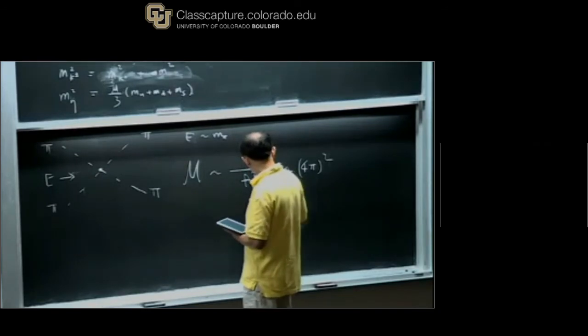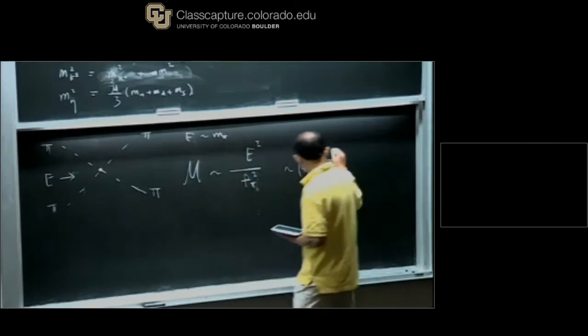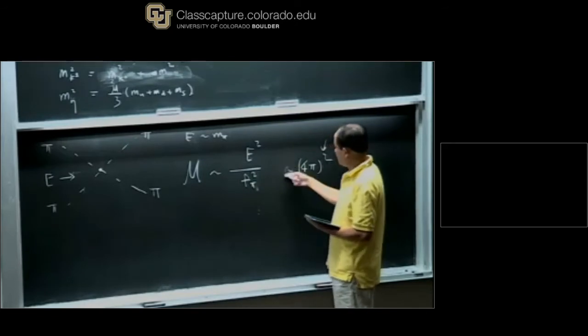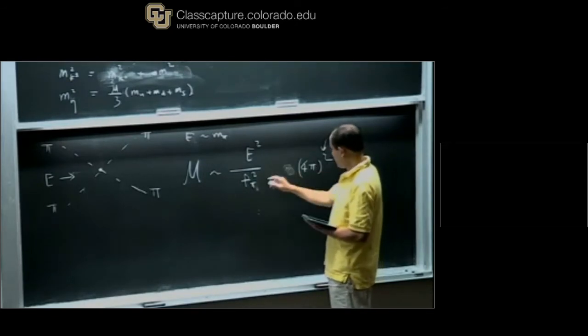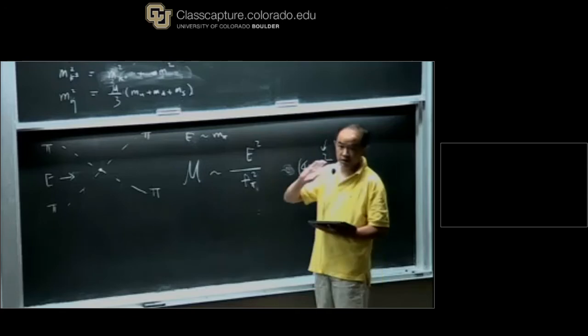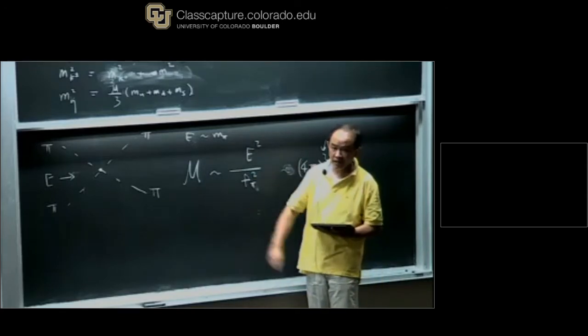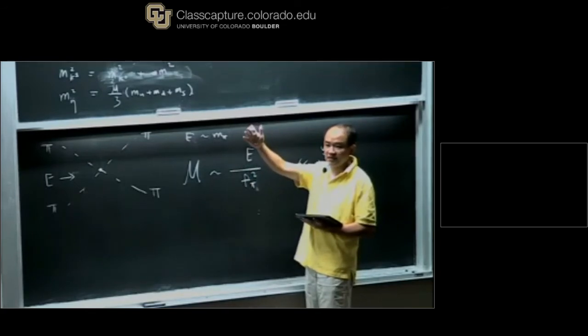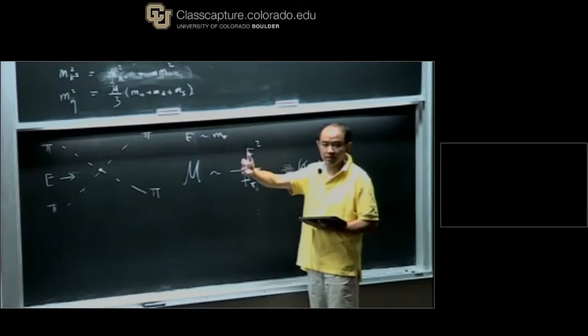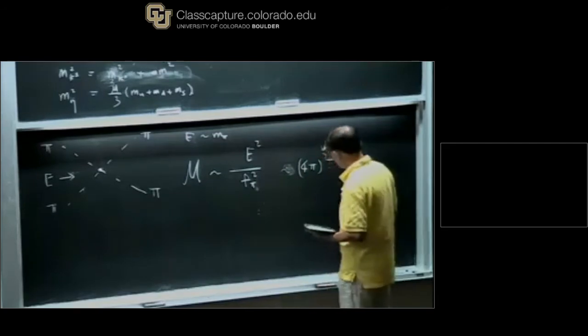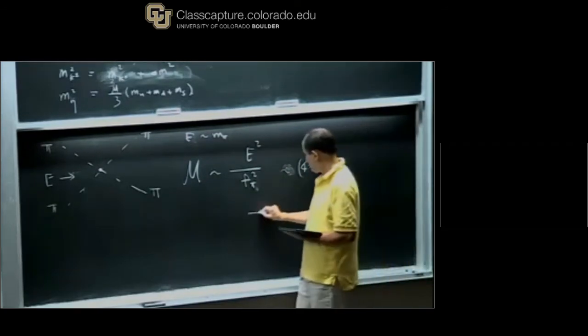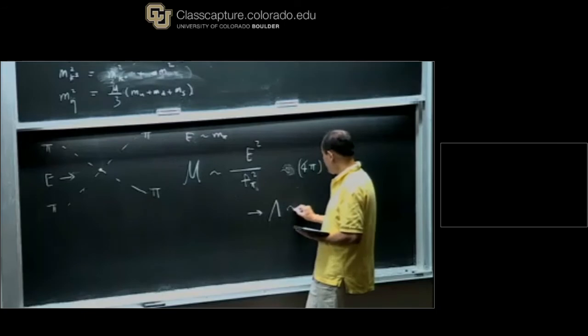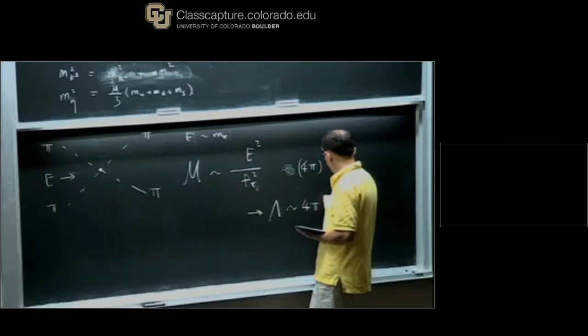So you see that if this is equal to this, the series should break down. I should hit a cutoff. The series should transit into some other, different series, because this series becomes very strongly coupled. So it should become something else. And this gives you the cutoff of the series, which should be 4 pi times f, roughly speaking.